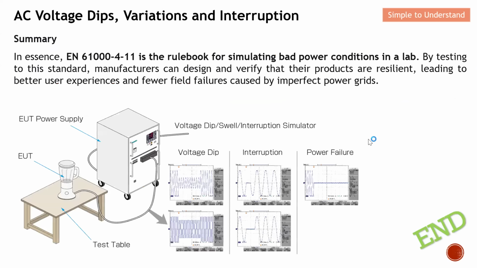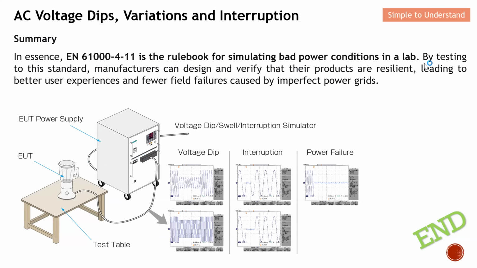Coming to my last slide, let me do a quick summary. EN 61000-4-11 is a rule book for simulating bad power conditions in a lab. They just want to ensure that, for example, under voltage dips, interruptions and variations, whatever DUT you have must be able to tahan, which means to withstand this kind of disturbance.